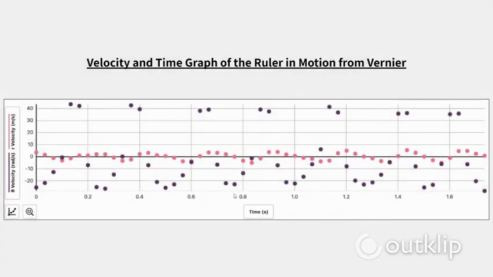This second graph, also from the Vernier app, displays the velocity and time graph of the ruler in motion. Based off the graph, it is clear to see that the angular velocity and the radial velocity stay almost consistent throughout the whole motion.